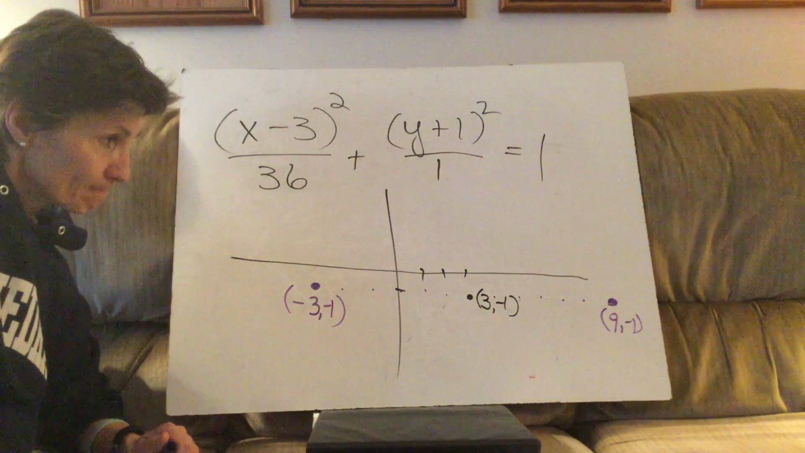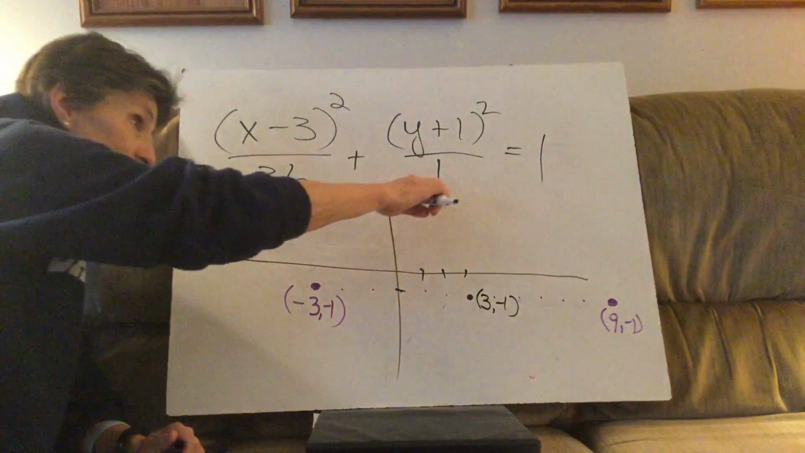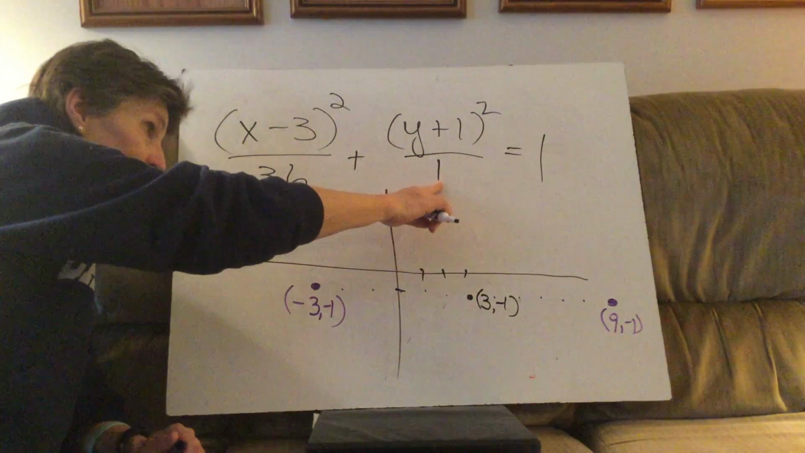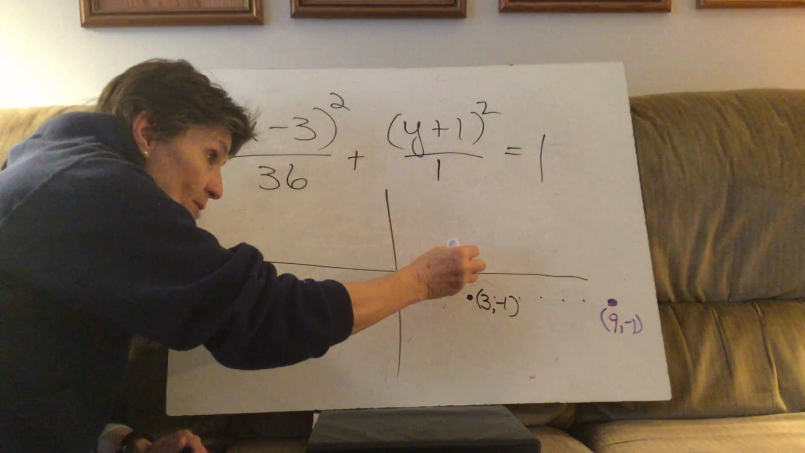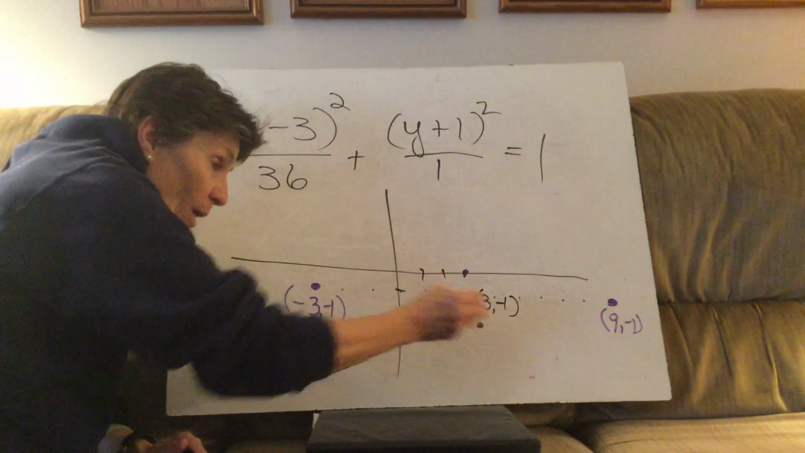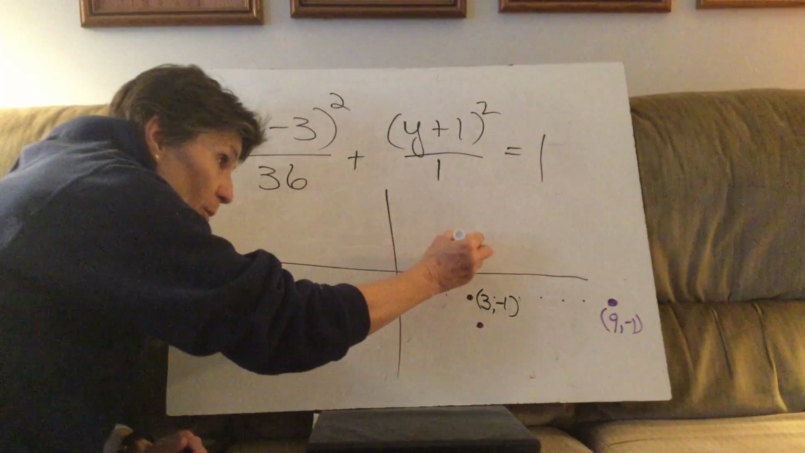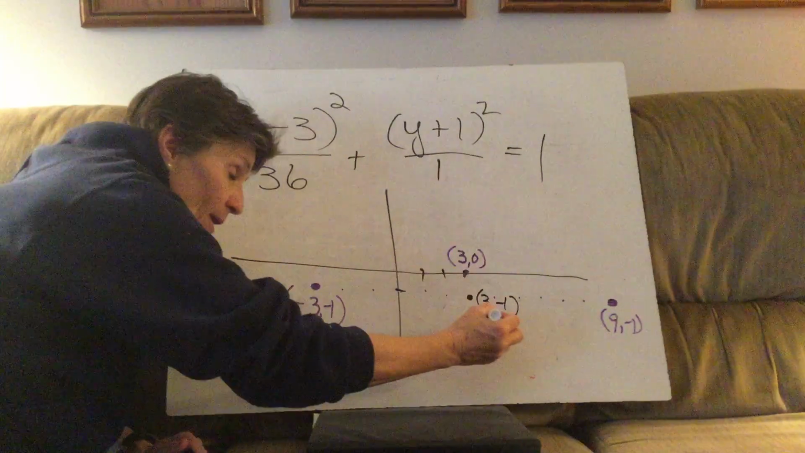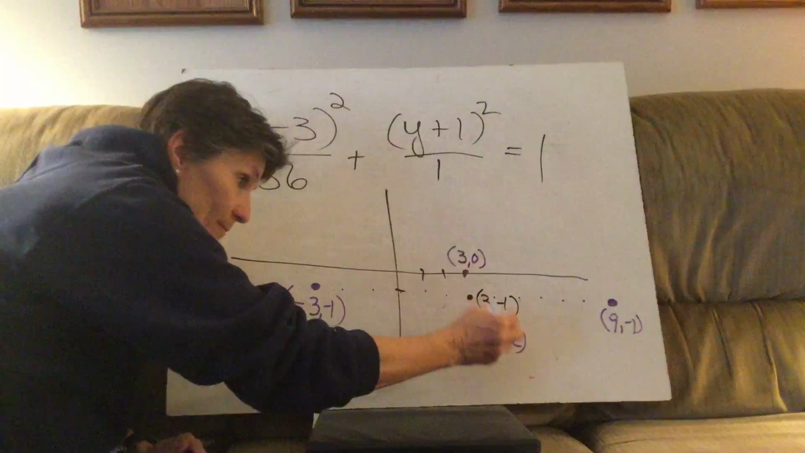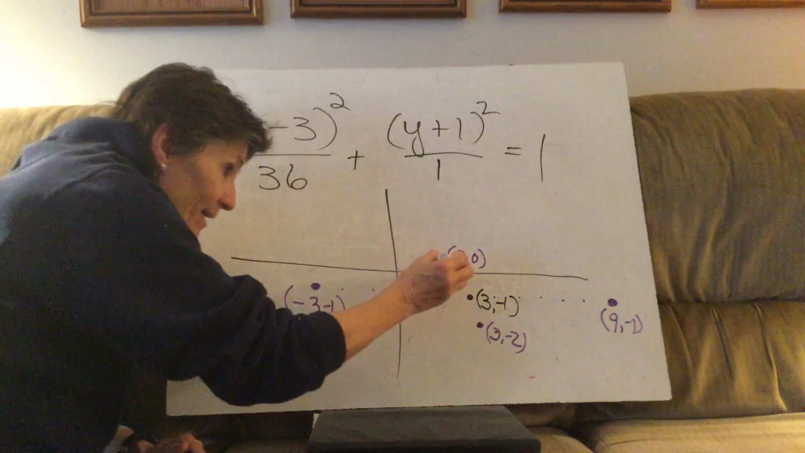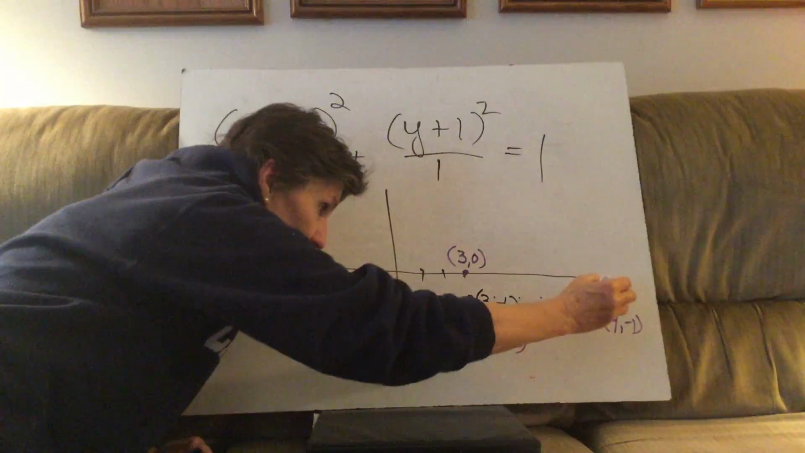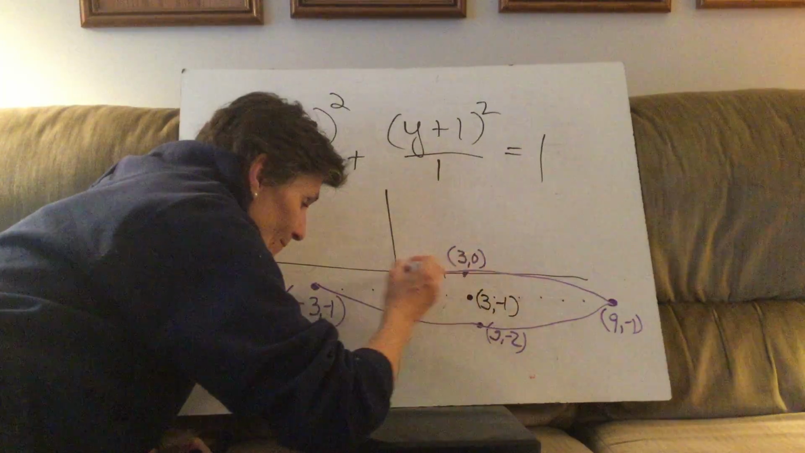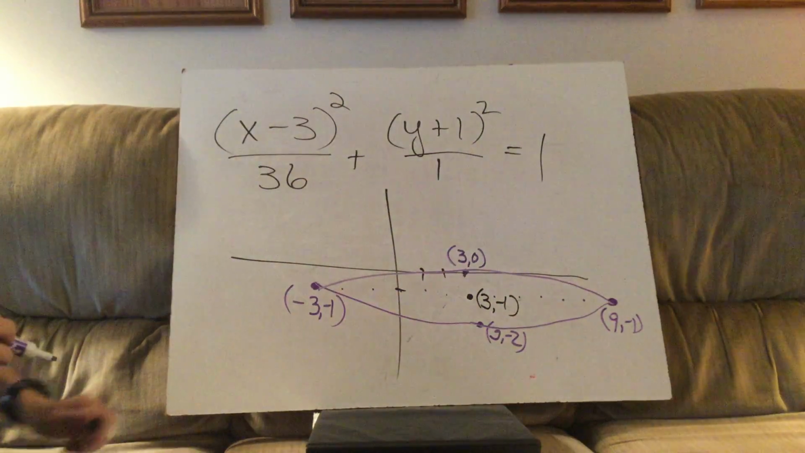Count the boxes. And then the square root of this number tells me how far up and down to go. So the square root of 1 is 1. So I'm going to go up 1 and down 1, which will put me at 3, 0 and 3, negative 2. And when I connect those dots, I get my ellipse.